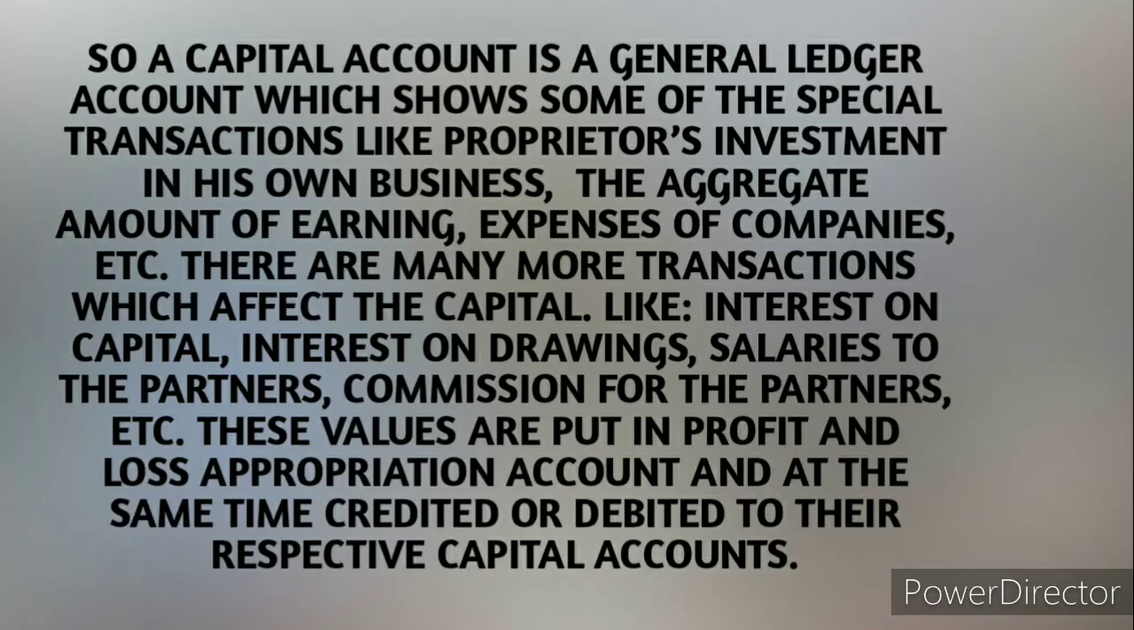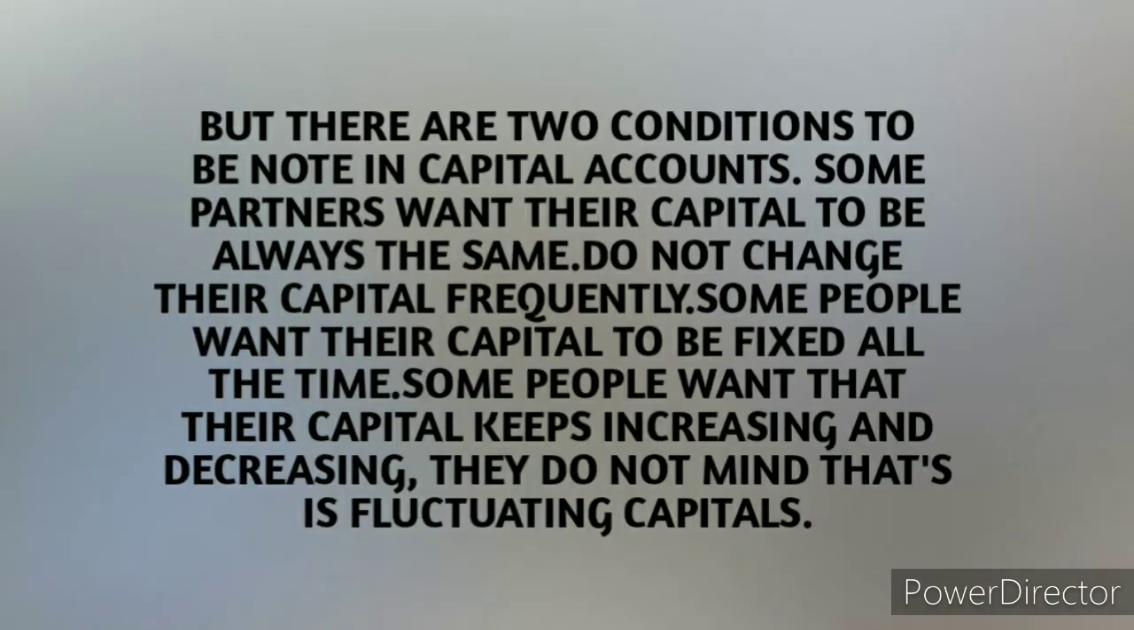So, a capital account is a general ledger account which shows some of the special transactions like the proprietor's investment in his own business, the aggregate amount of earnings, expenses of companies, etc. There are many more transactions which affect the capital like interest on capital, interest on drawings, salaries, commission, etc. These values are put in the profit and loss appropriation account and at the same time credited or debited to their respective capital accounts. But there are two conditions to be noted in the capital accounts.